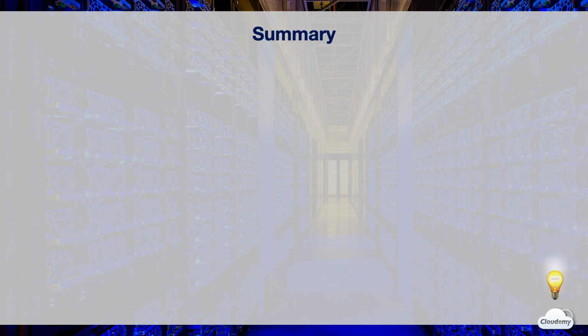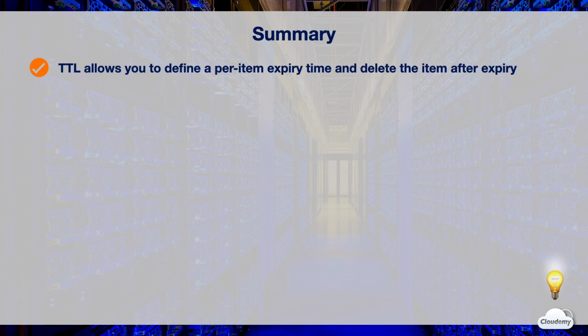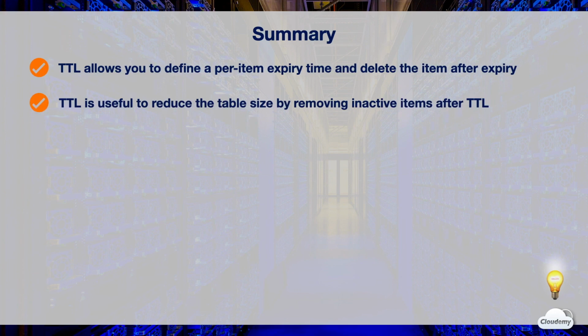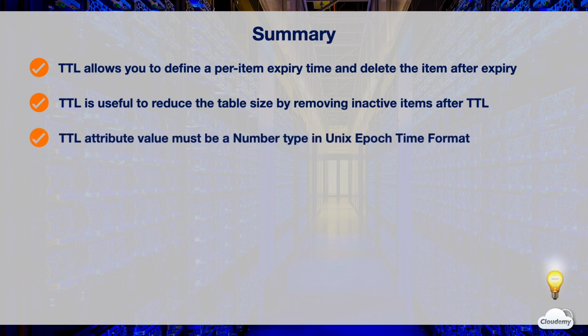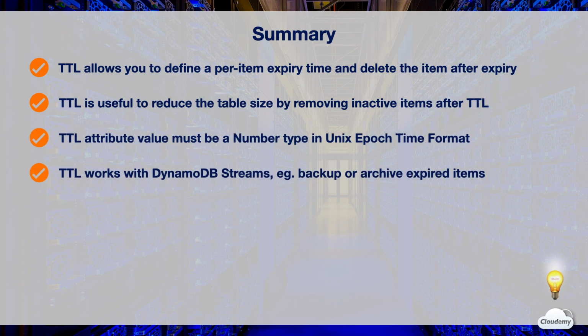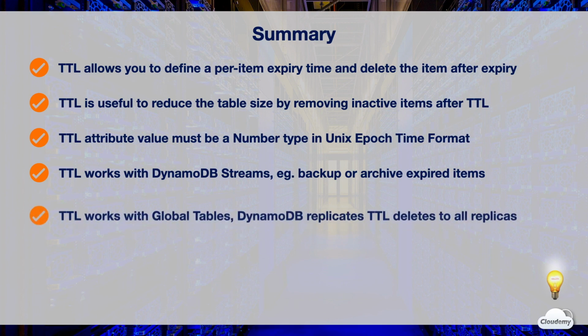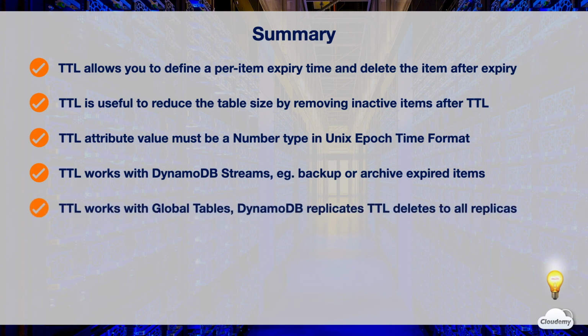In this episode, we've learned the TTL attribute in DynamoDB. TTL allows you to define a per item expiry time, and delete the item after it's expired. TTL is a useful feature to reduce the table size, by removing inactive items after a certain time. The TTL attribute must be a number type in the Unix epoch time format. TTL works with DynamoDB streams. You can back up or archive expired items via DynamoDB streams. TTL also works with global tables. DynamoDB replicates deletions triggered by TTL to all replica tables.